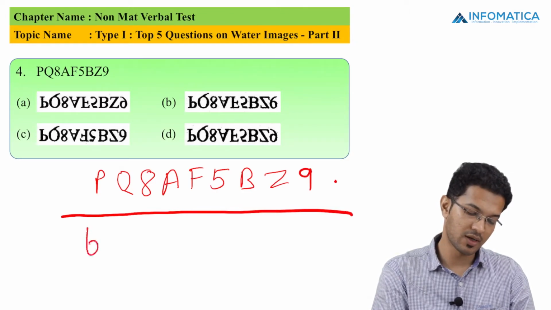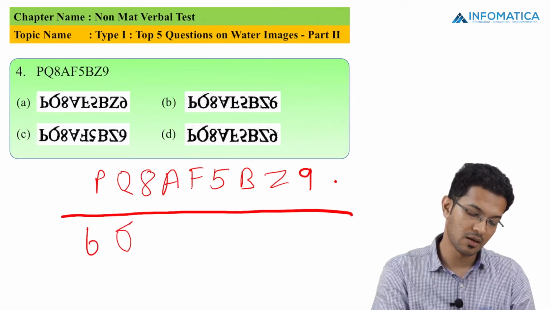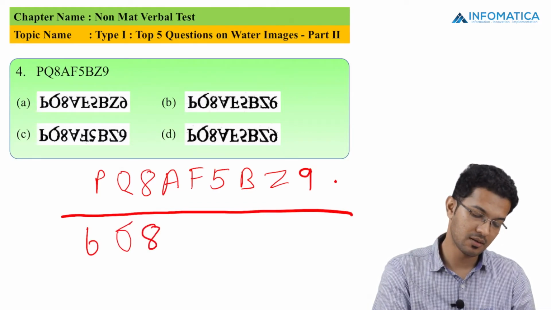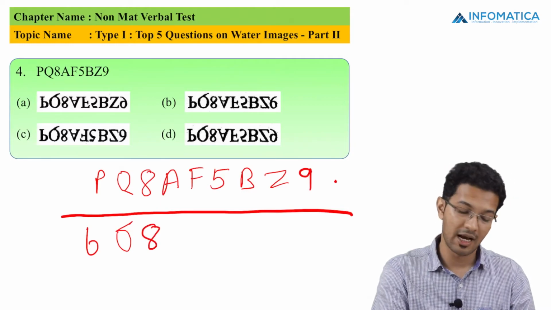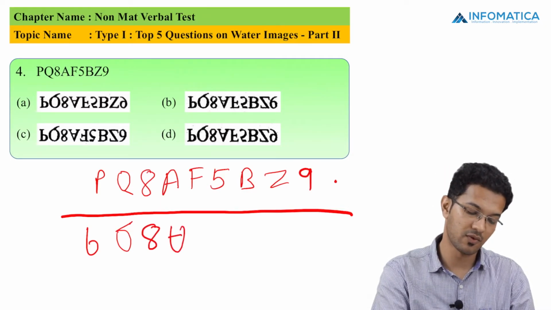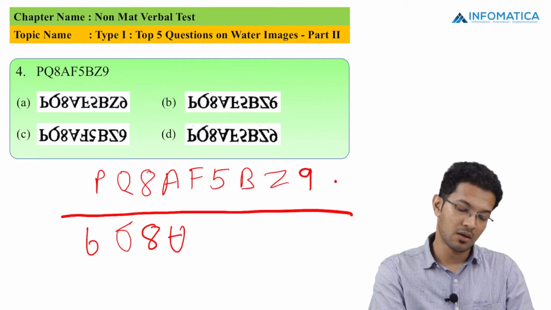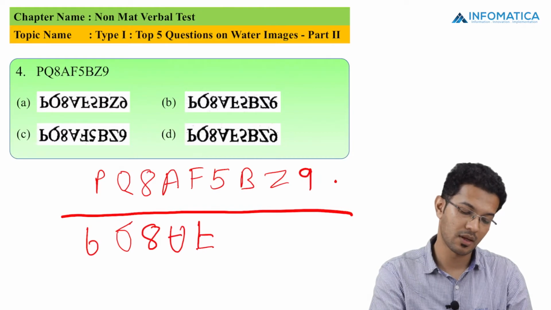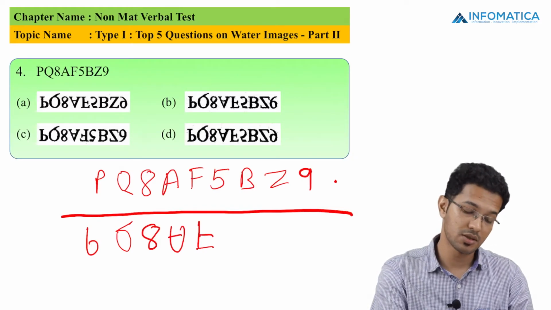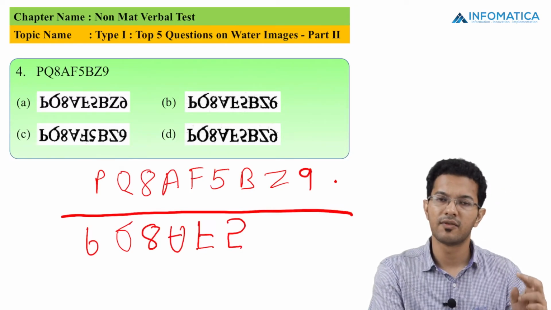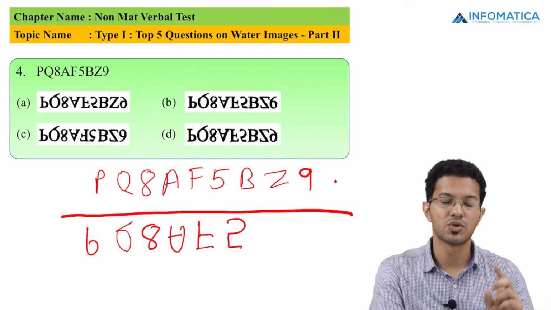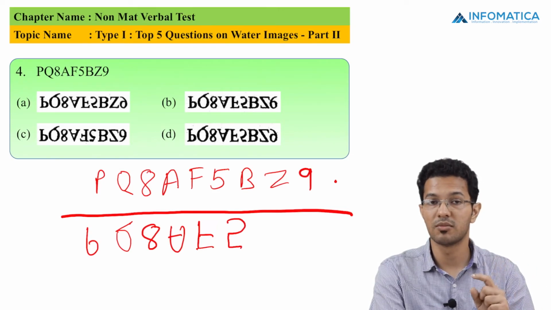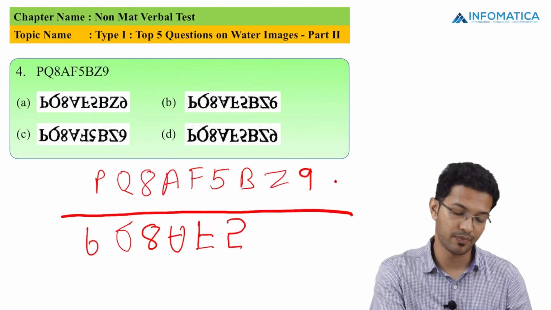So P will look somewhat like this. The next one is Q. Afterwards I'm having the number 8. Then I'm having the capital letter A looks somewhat like this. After that is capital letter F. Then is number 5. 5 and 2 look somewhat same. Students, the number 5, if I look at its water image, will be like 2.